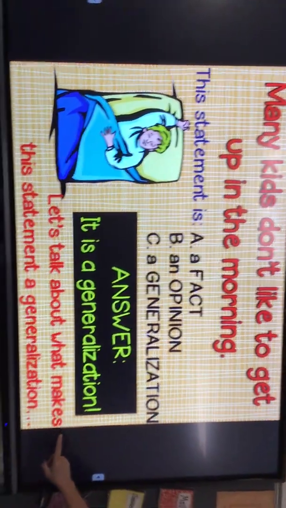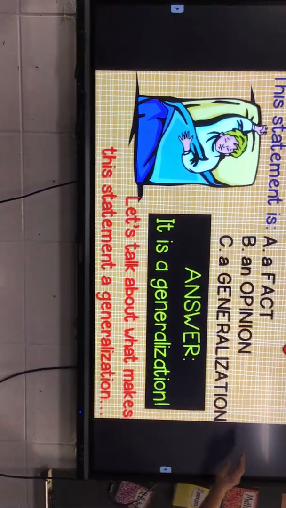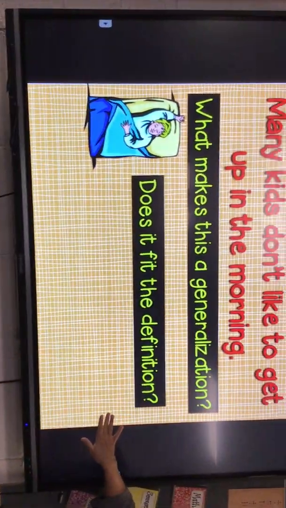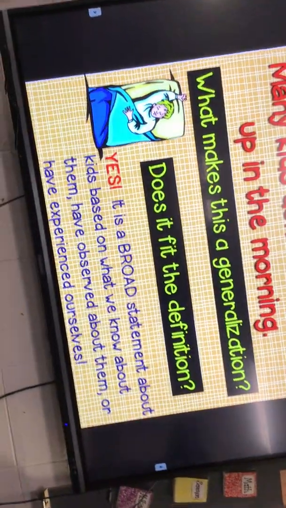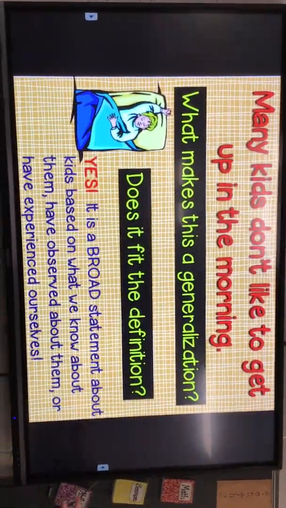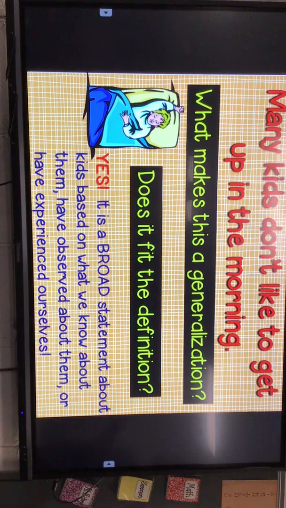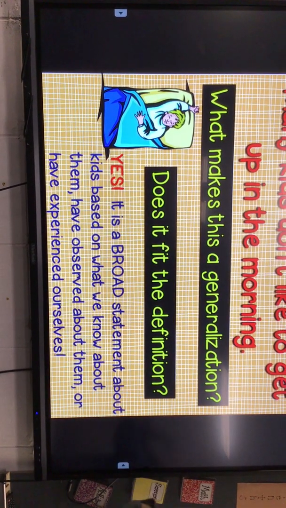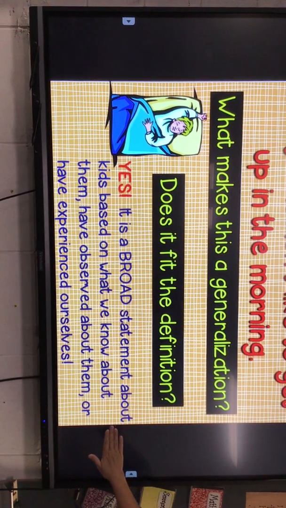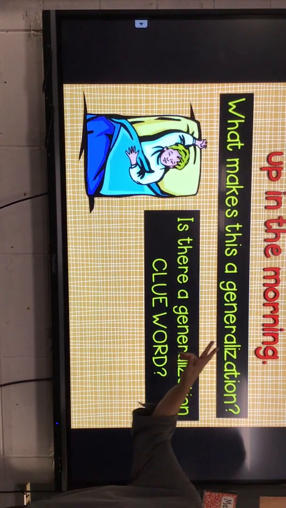Why is this a generalization? Okay, let's talk about what makes this a generalization. It has a clue word in it. Does it fit the definition? Okay, it is a broad statement. It's not saying Cameron doesn't like to get up in the morning. We can prove that. Or hey, Jonathan Bunn doesn't like to get up in the morning. I about have to pull him out of the bed by his toe. But this is just a broad statement by saying many kids don't like to get up in the morning. This is a broad statement about kids based on what we know about them, what I have observed about them, or have experienced for ourselves.